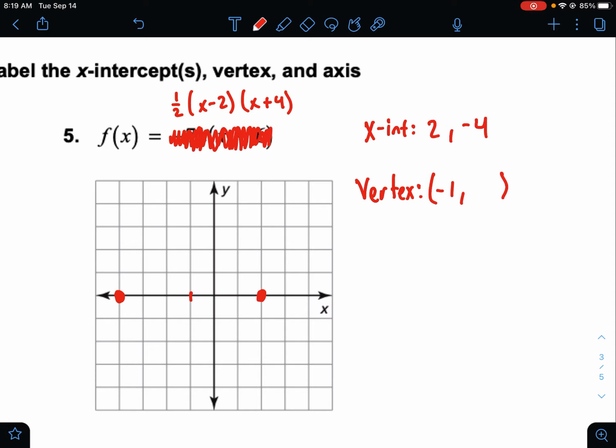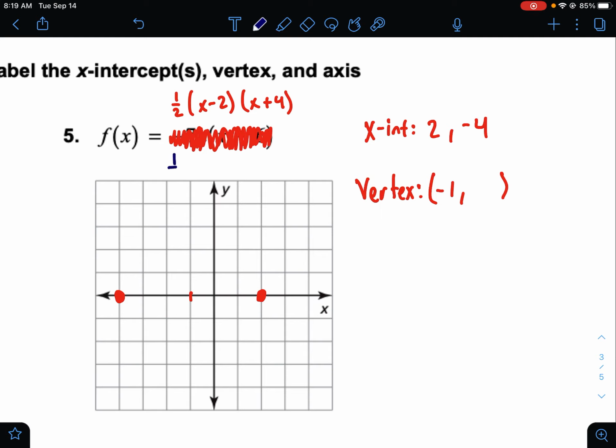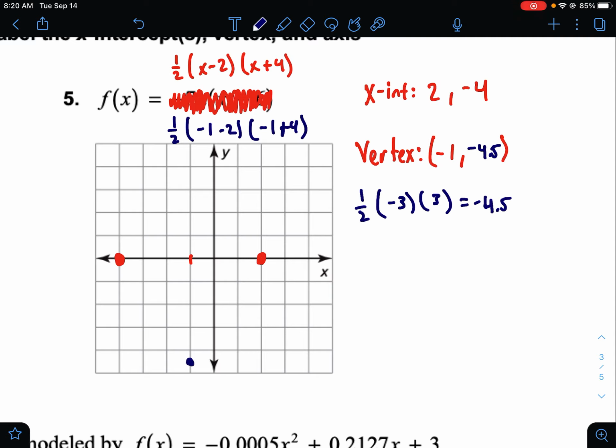So to find out what the y value is, I'm going to just plug in that negative 1. So I have 1/2 times (negative 1 minus 2) times (negative 1 plus 4). Negative 1 minus 2 is negative 3. Negative 1 plus 4 is positive 3. Half of negative 3 times 3 is negative 4.5. So I know that my vertex is at negative 1 and negative 4.5.